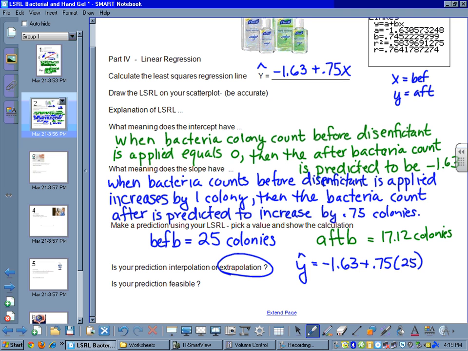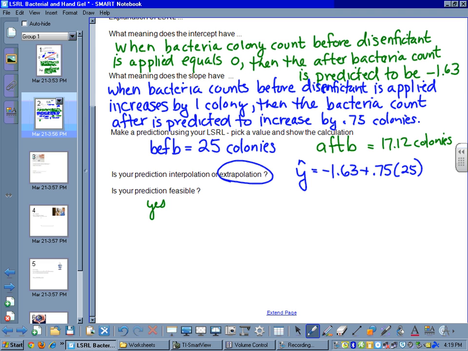Is this feasible? I guess so. I would hope that maybe I'd get rid of a few more if I washed my hands with Purell a second time, because that's still a lot of bacteria colonies. But that is the problem with extrapolation.